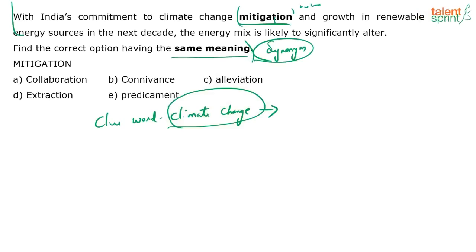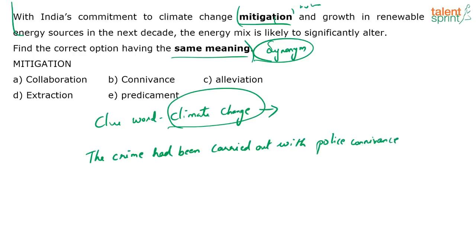Let me give you a context. If I say, some crime had been carried out with police connivance. Okay. So everybody came back and said, hey boss, we can't collaborate climate change. Yes, doesn't make logical sense. No, I will eliminate option A.